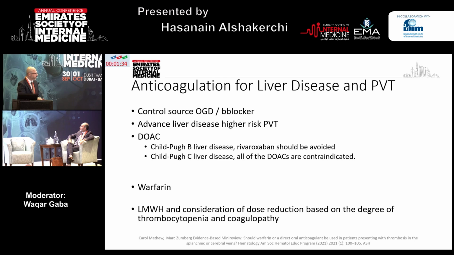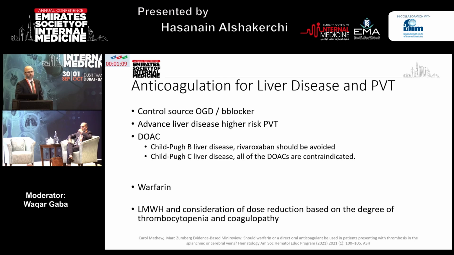The most important thing is that we need to control the source, as they have a high risk of bleeding. Almost all of them would need an OGD to see if they have any esophageal varices, and they will need beta blockers. So control of that. The more difficult bit is if they have acute DVTs and advanced liver failure. Obviously, DOAC is contraindicated in advanced liver disease.